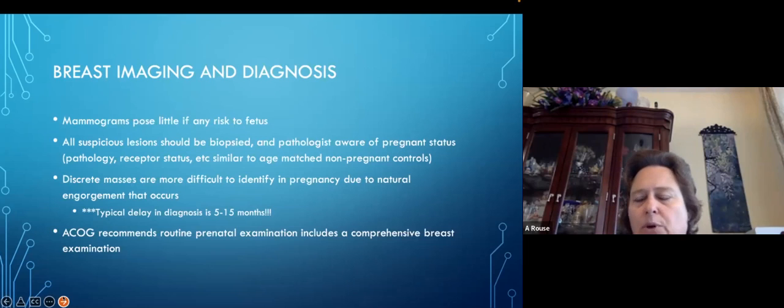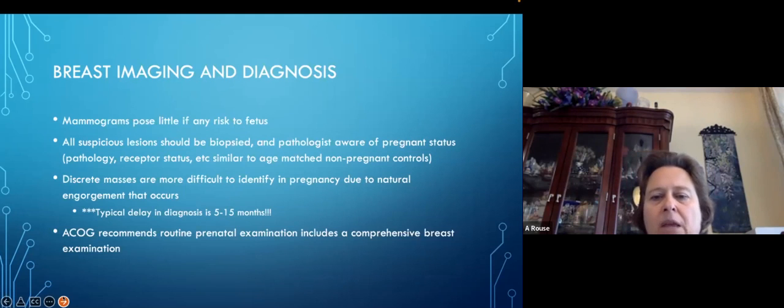But discrete masses in pregnancy are difficult to identify because of the natural engorgement that happens, and so there is more commonly a delay up to over a year. So again, if you have a patient who you feel something and you're just not sure, it's better to err on the side of let's go ahead and get your imaging to confirm we're not missing something.